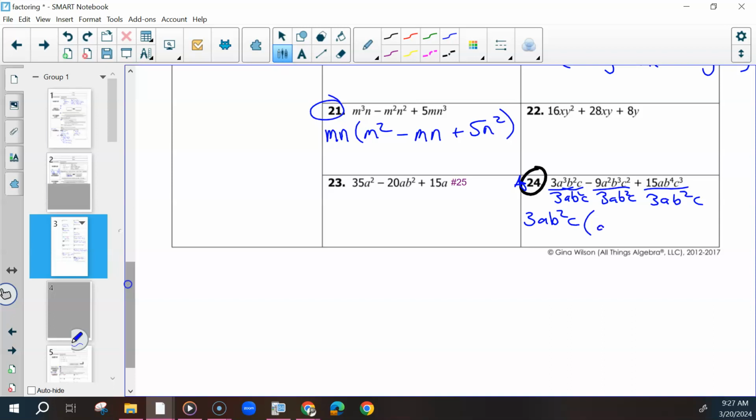a squared b minus, what would this middle term be? 3ab squared c, and then the last term, 5b cubed c squared plus 5b squared c squared. It's really hard to see at the end, but those should be squared.